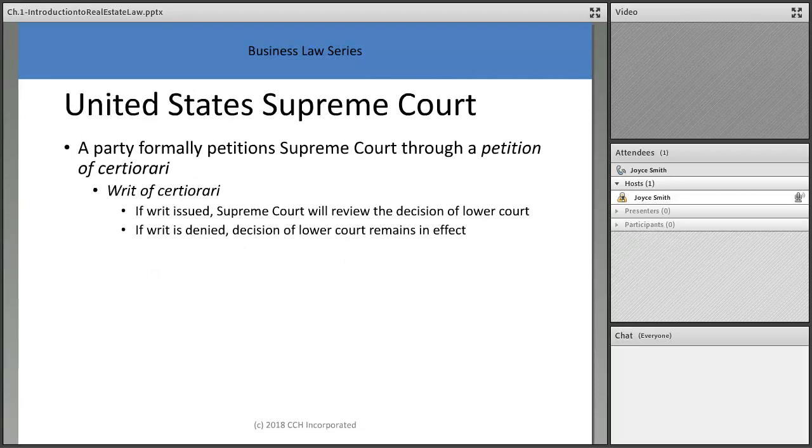The U.S. Supreme Court. A party has formally petitioned the Supreme Court through a petition for certiorari. There's a writ of this. If the writ is issued, the Supreme Court will review the decision of a lower court. If the writ is denied, the decision of a lower court remains in effect. And if you listen to NPR or some of the news stations, you'll hear about cases where people are trying to go to the Supreme Court, and then all of a sudden they can't. The Supreme Court says, no, sorry, we're not going to hear it. We're going to stick with the lower court's ruling. So those things do happen. The idea of trying to get something to be heard before the U.S. Supreme Court is the ultimate goal of attorneys, but it's not always practical. It doesn't always happen. It's not always required.